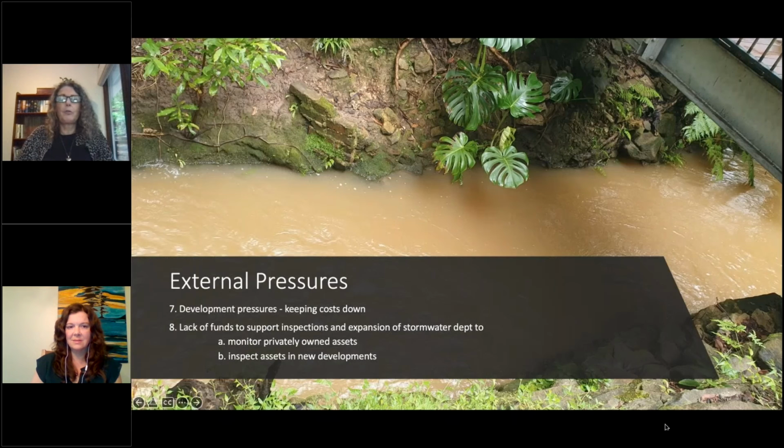There are also external pressures, like huge development pressures keeping costs down because there are so many rising costs at the moment, and the lack of funds to support inspections. So most councils don't have the resources to go out and actually inspect, to make sure that the infrastructure has been installed correctly, or that it's even been hooked up after the development has been ticked off.